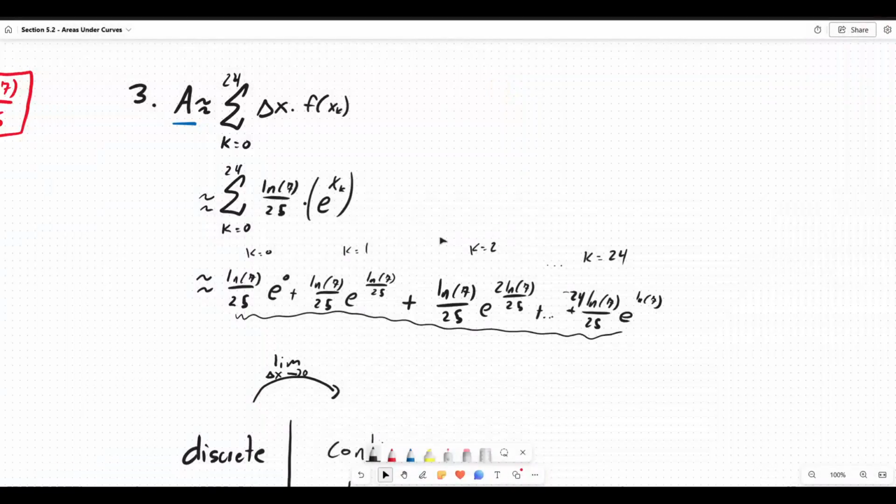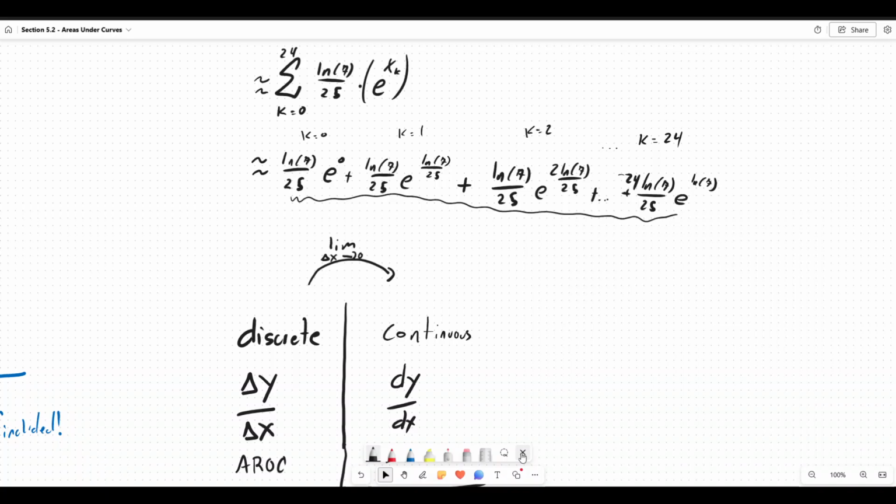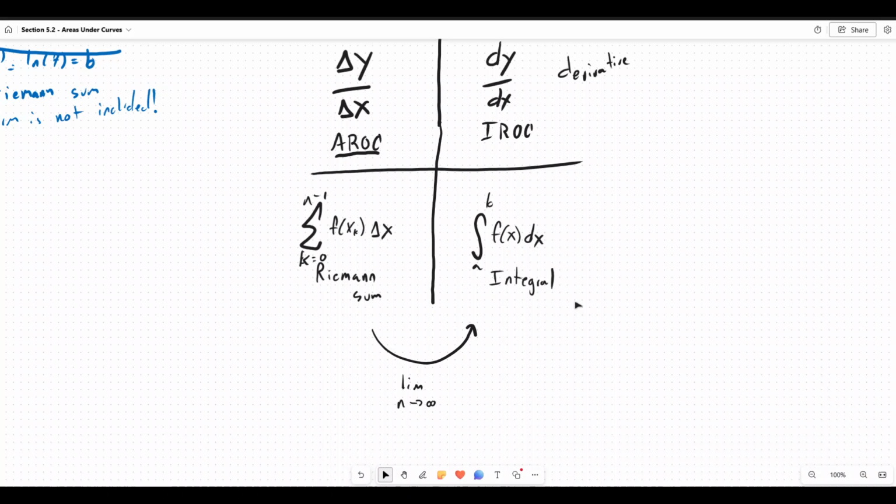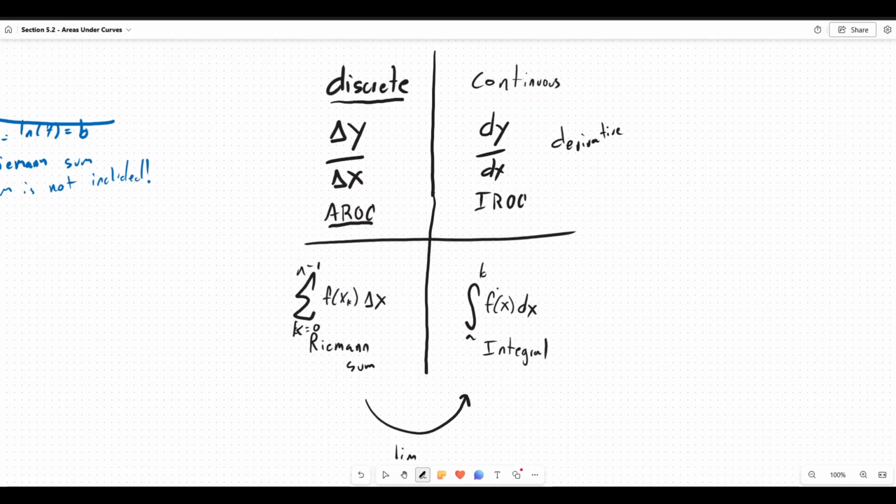And so that's where we have to start making a leap. So remember that in the last section, when we talked about derivatives, we had this average rate of change, this discrete concept that was change in y over change in x. And we took a limit as delta x went to 0, and we turned the discrete average rate of change into the continuous instantaneous rate of change, the derivative. We want to do the same thing with the Riemann sum. We take the discrete Riemann sum, and we turn it into the continuous integral.